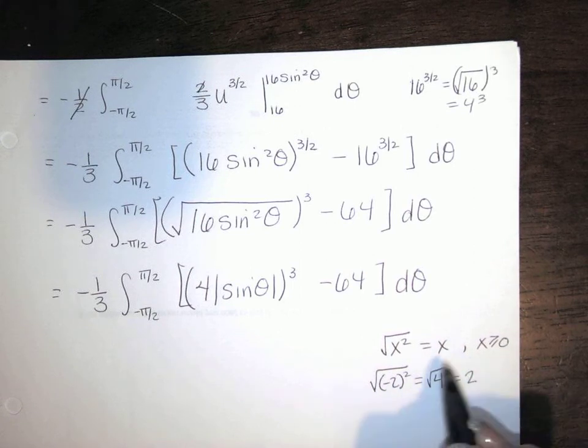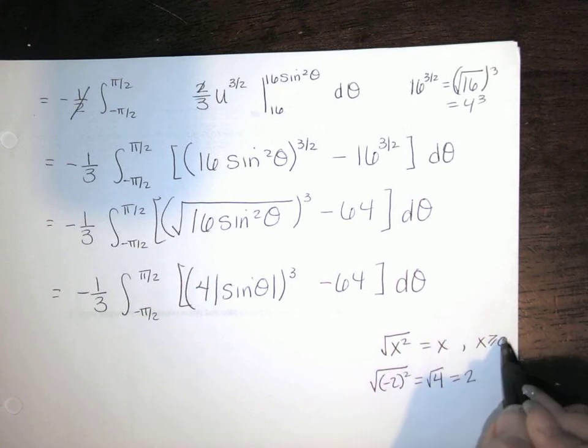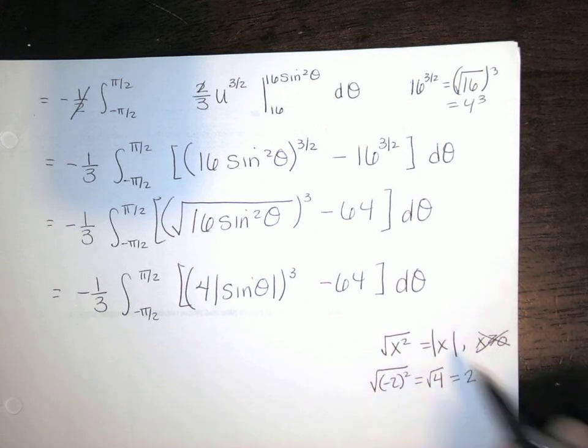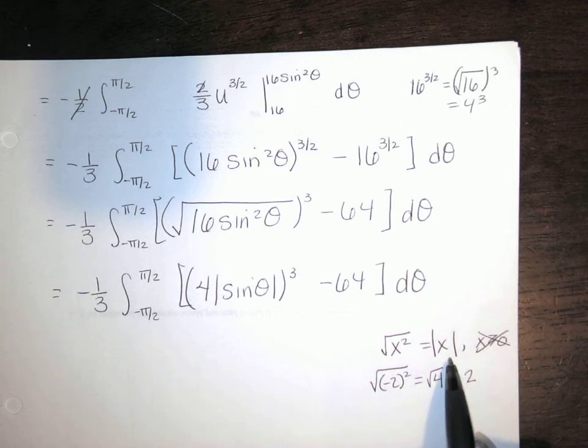So actually, this is true as long as I have this restriction. But if I don't want to write that restriction, I have to put an absolute value around that x. Because if that x happened to be negative and I square it and I take the square root, I'm not going to get negative 2 back. I'm going to get the same number but positive. I'm going to get the absolute value back.